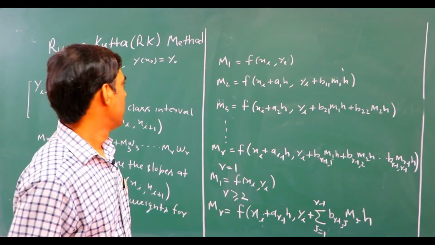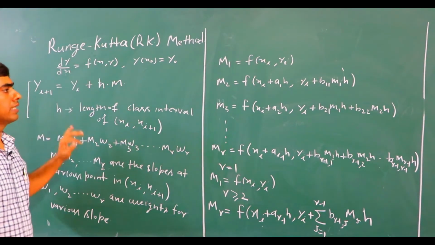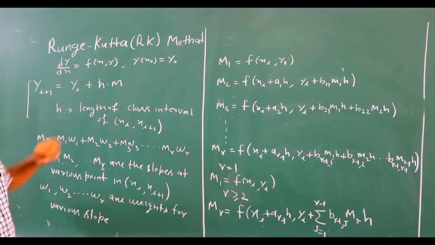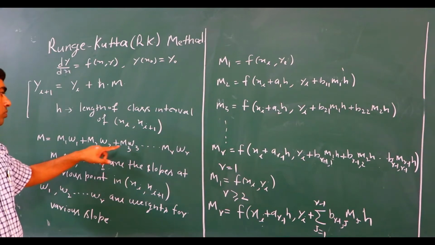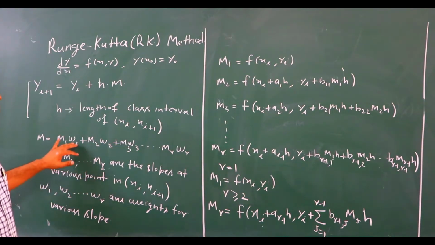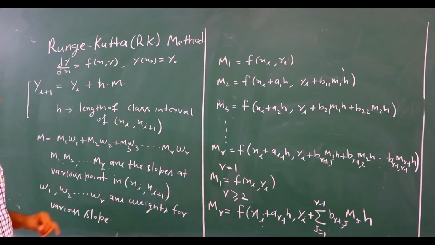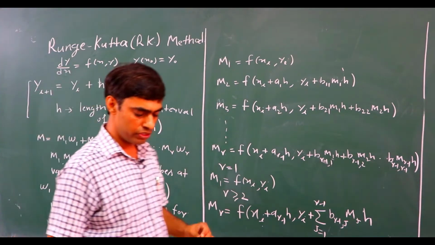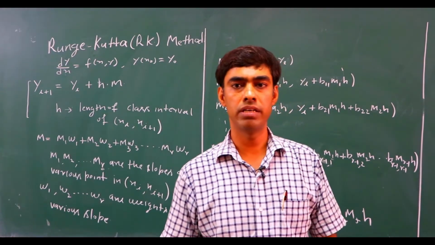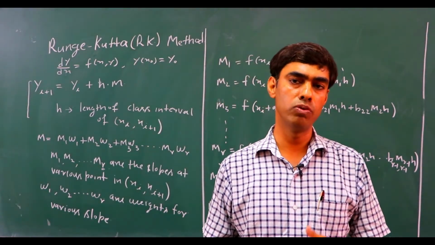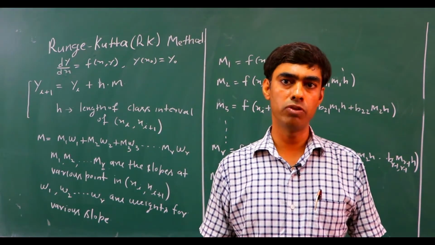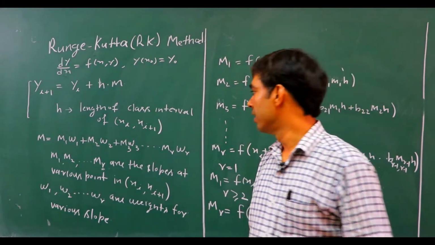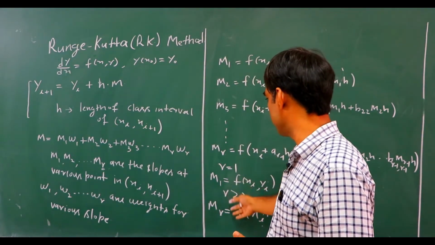Now in a first order RK method, second order RK method, third order RK method or fourth order RK method, there is a need to find out the values of M1, W1, M2, W2, M3, W3. Then we put the values to find out the value of M. Now the question is how we find the values of a, W1, W2, W3 and W4, and how we define the values of M1, M2, M3 up to Mr.